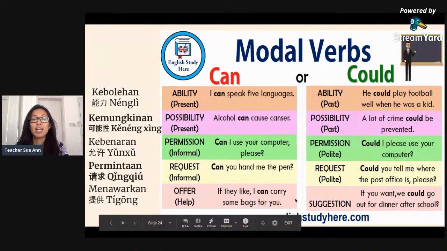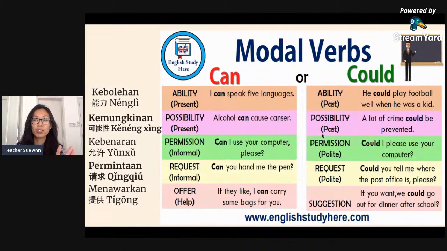Offer: if they like, I can carry some bags for you. So I offer to help carry bags for you. Or it can be a suggestion for could: if you want, we could go out for dinner after school. All right. So if you're okay with this, you can go on to the next part. But if you're not okay with this, you can pause here and replay the video again.